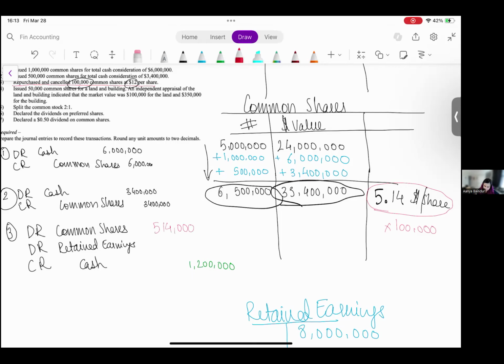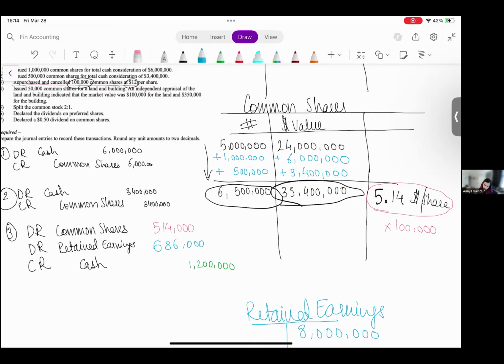514,123. Okay. Now, as you can see, the credits and debits, there's definitely a difference. That difference will flow to your retained earnings account. So 1,200,000 minus 514,000 gives you 686,000.